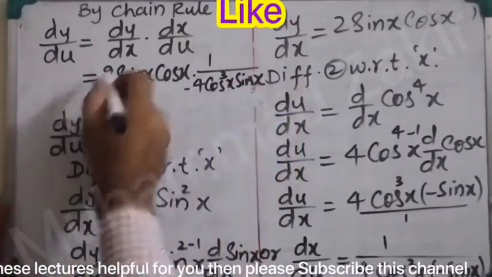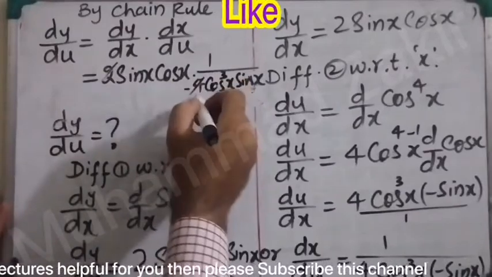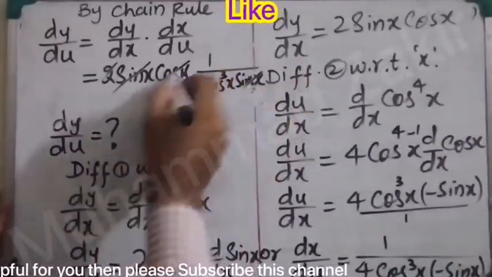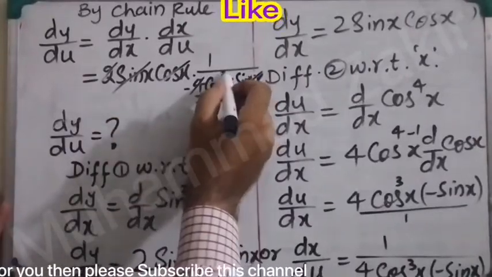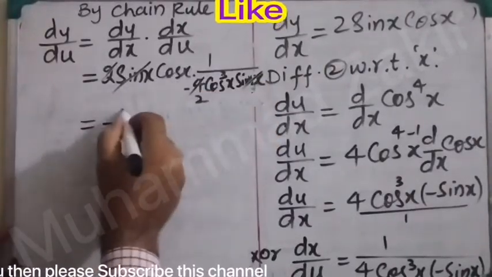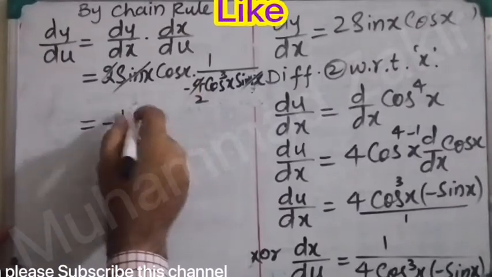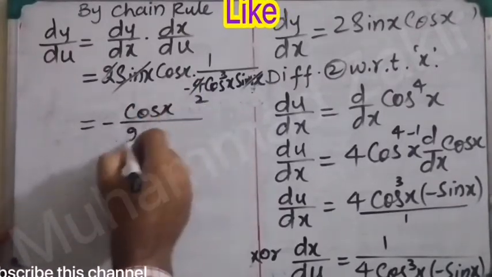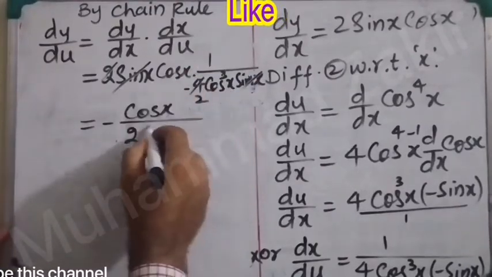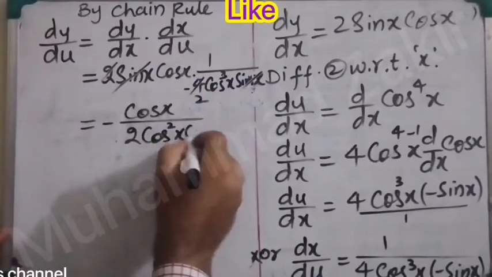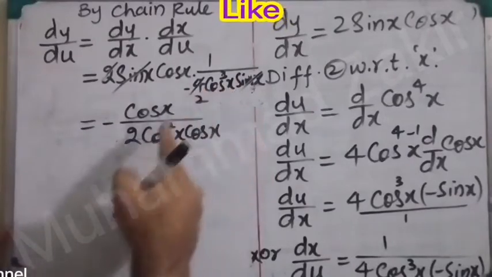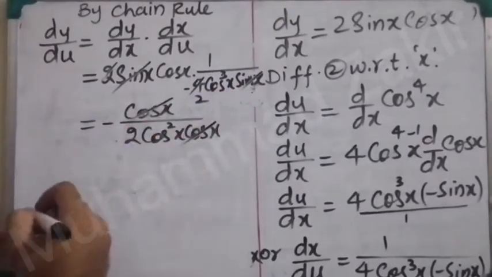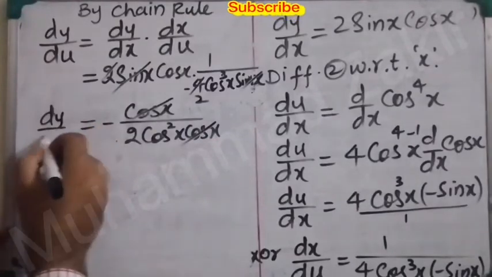Now this will be simplified. The 2 cancels with 4 by 2. The sin x is cancelled by sin x. Cos cancels with the power 1. Now we can write minus 1 by 2, or cos x by 2. This is cos cube; we write cos square x times cos x, breaking the power 3 into 2 and 1. This cos is cancelled by this. This is dy by du.